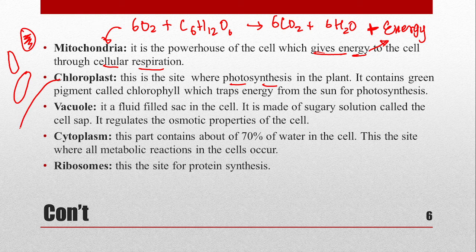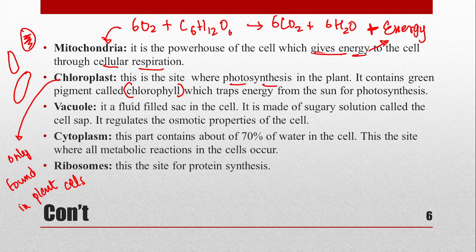Note that chloroplasts are only found in plant cells. It contains green pigment called chlorophyll, which traps energy from the sun for photosynthesis, and it also gives the green color to the leaves and the plants.